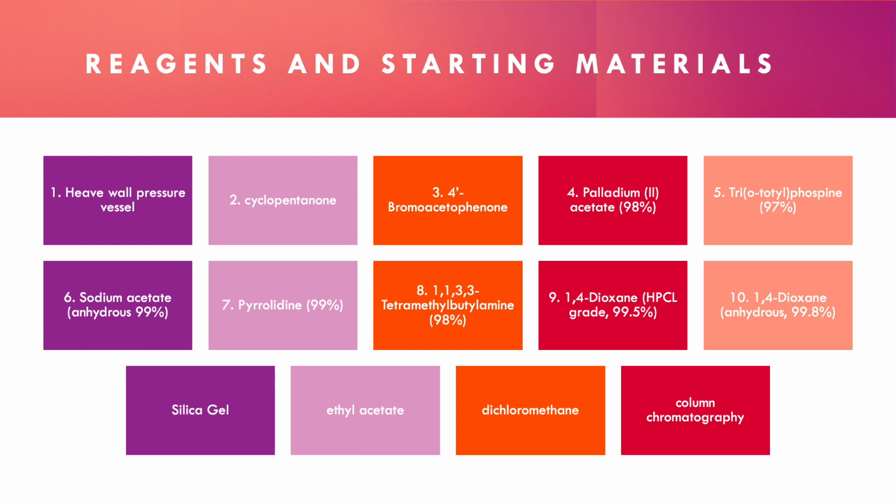The reagents and starting materials were a heavy-walled pressure vessel, cyclopentanone, 4-bromoacetophenone, palladium acetate, tri-o-tolylphosphine, sodium acetate, pyrrolidine, 1,1,3,3-tetramethylbutylamine, 1,4-dioxane, anhydrous 1,4-dioxane, silica gel, ethyl acetate, dichloromethane, and column chromatography.